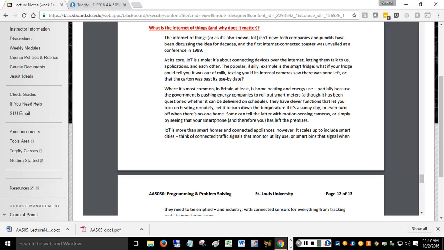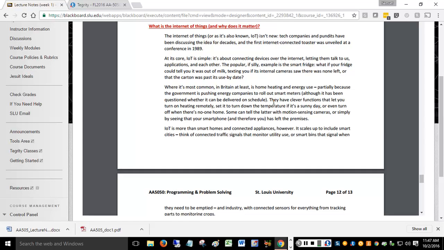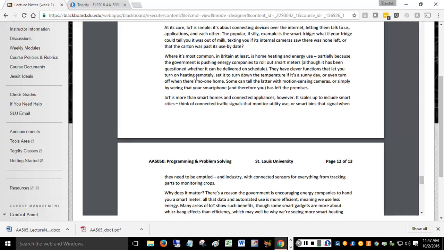A silly example is a smart fridge. What if your fridge could tell you that you're out of milk, texting you because the internal cameras saw that none was left, or that the carton was past its use-by date? While it's not most common, in Britain at least, it's used in some home and energy systems, partially because the government is pushing energy companies to roll out smart meters. They have clever functions that let you turn on the heat remotely, turn the temperature up, turn it down, and so forth.